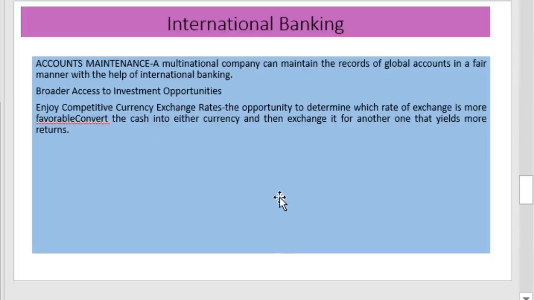Account maintenance. A multinational company can maintain the records of the global account in a fair manner with the help of international banking. That is, they can keep their bank accounts with one bank which has an international banking facility. Broader access to investment opportunities. Then another advantage is that you enjoy a competitive currency exchange rate. That is, the opportunity to determine which rate of exchange is more favorable, convert the cash into either currency and then exchange it for another one that yields more returns. That is, enjoy the competitive currency exchange rate mechanism.